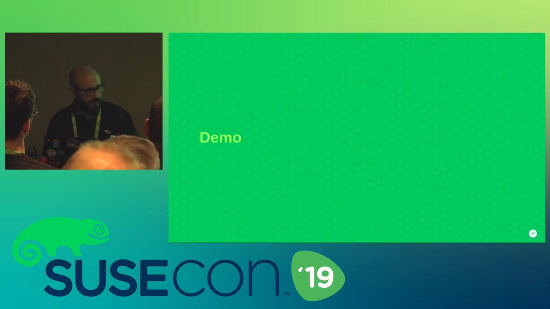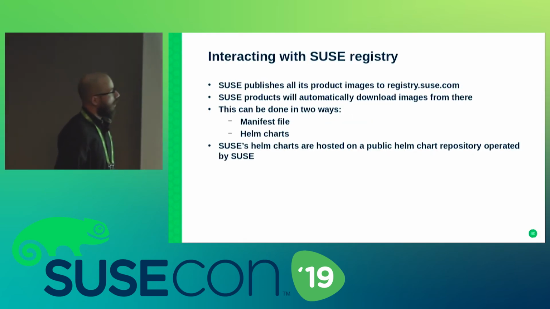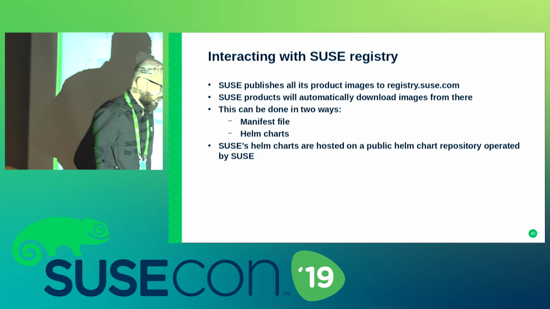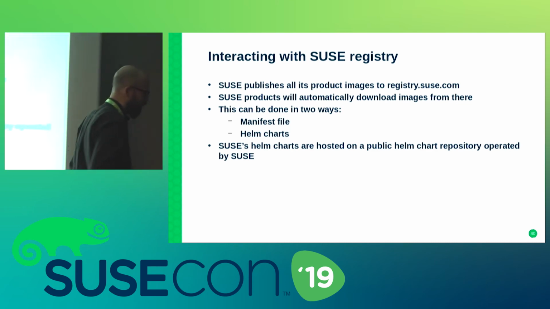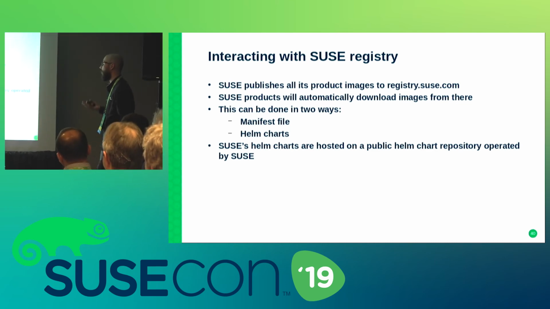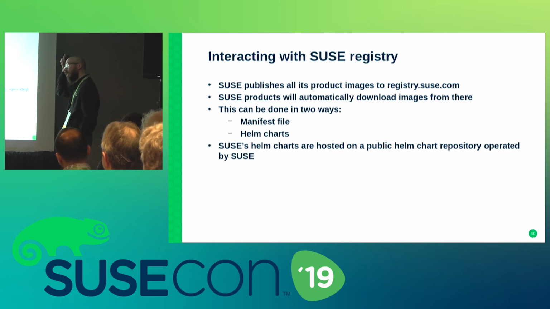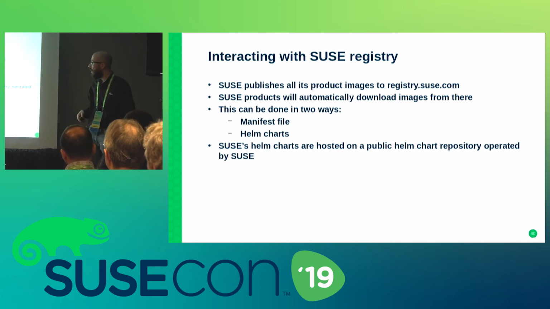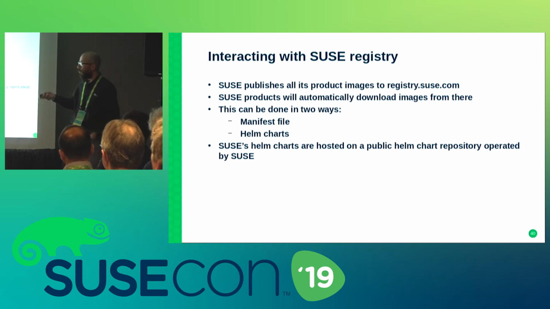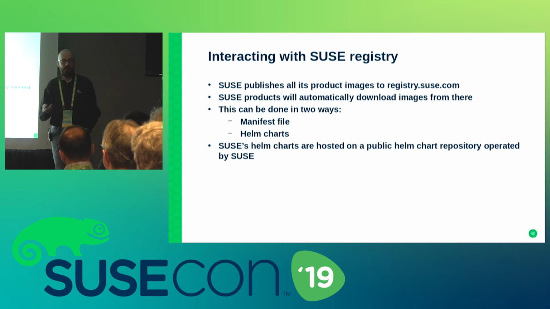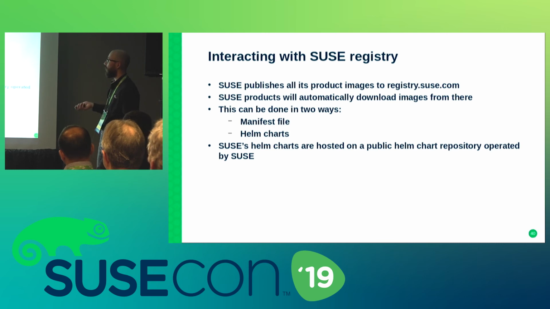Now, getting back to the slides, we are basically running out of time. Another thing that is worth mentioning is that we now have a SUSE registry. If you may have noticed, if you need to pull images of the SUSE products, they are going to be stored inside of registry.suse.com. And the way to download images is usually you have a Kubernetes manifest file, or if you're using Kubernetes, you are using Helm. There are going to be talks about Helm during the week, so I suggest you attend one of them.